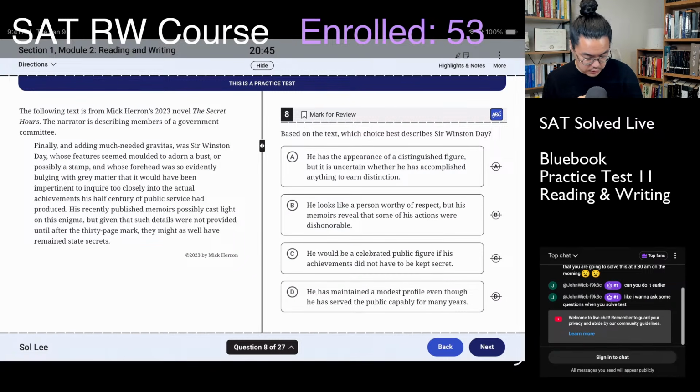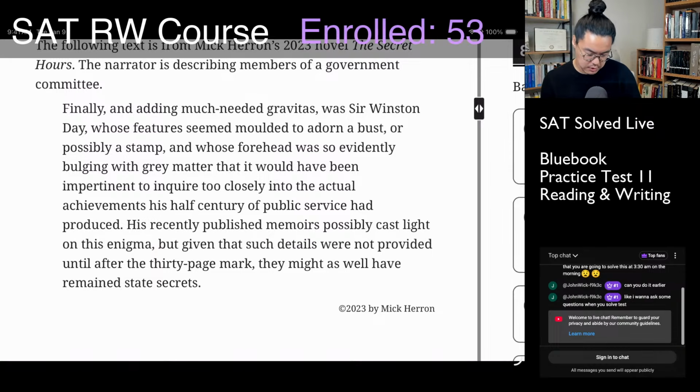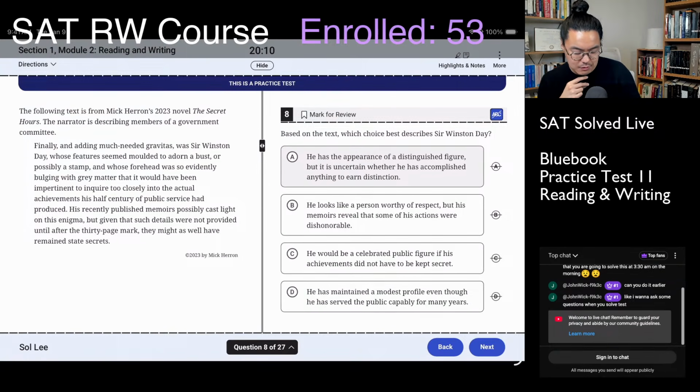The secret hours. The narrator is describing government people. Okay. Finally, Winston Day. I've seen this before. Molded to adorn a bust or a stamp. Forehead bulging with gray matter, evidently. That it would have been impertinent, improper to inquire too closely into the actual achievements. Okay, but given that such details were being kept very secret, they might as well have been. Sorry, we're being kind of sarcastic here.